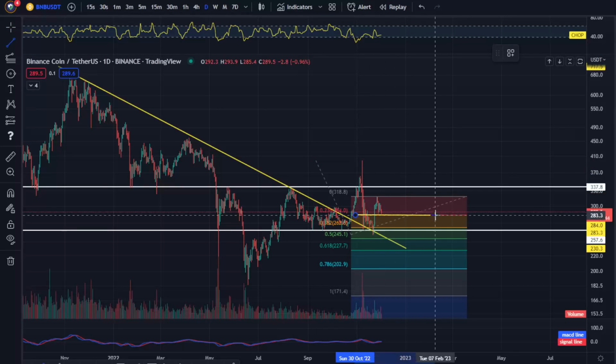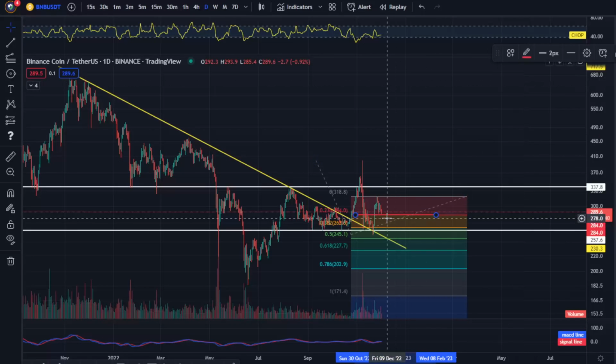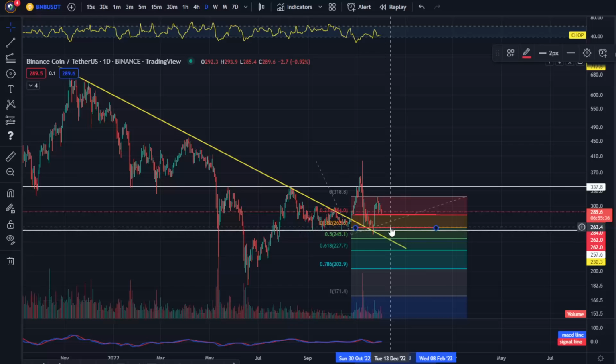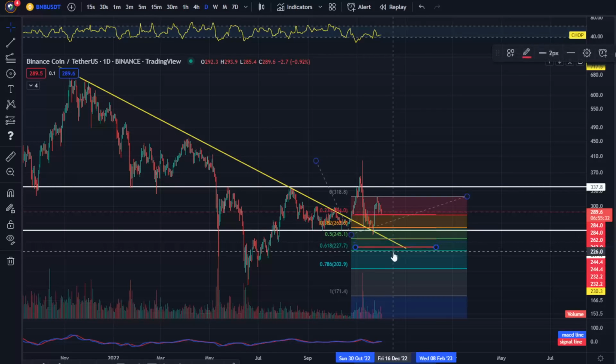Now let's check what support places we should consider for the near future, and as you can see, we have the first support at $284, the second at $262, the third at $244 and the fourth at $227.